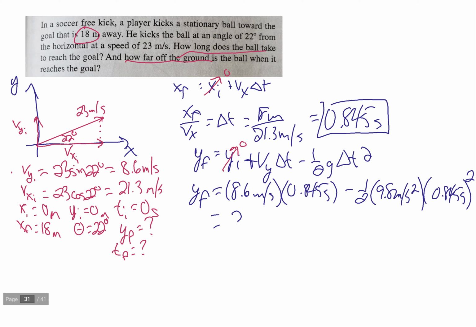It winds up being 3.8 meters is your answer. So the ball is 3.8 meters off the ground. I don't know much about soccer, but I'm guessing it did not go in the goal. I think it probably went over it. Okay, so that's how you do that problem.